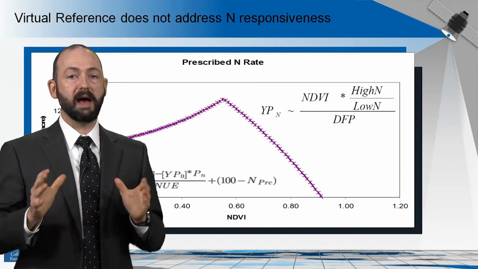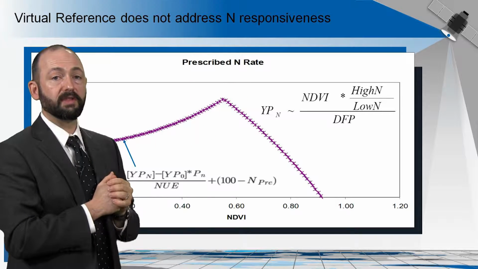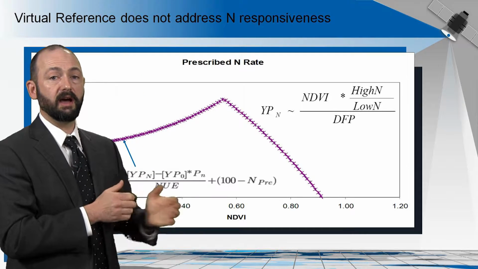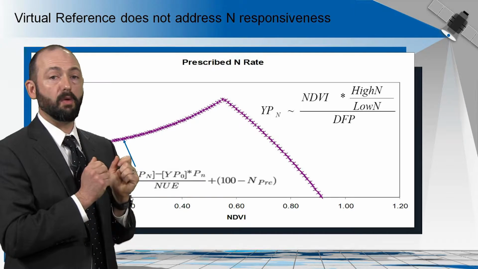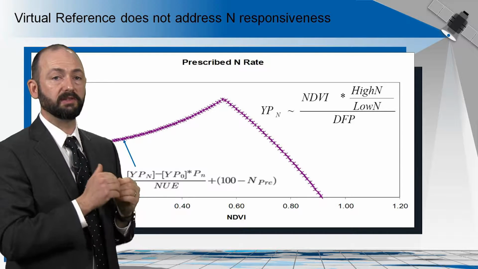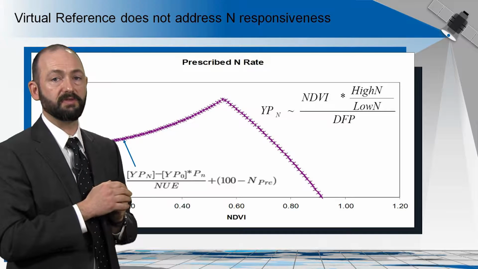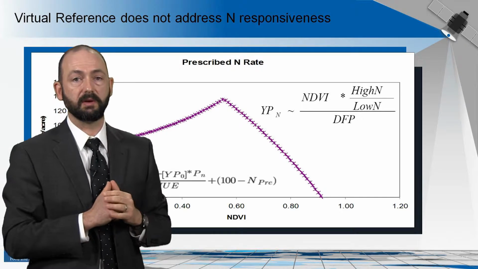And so we go back to that original graph that shows the nitrogen rate on the vertical axis and the NDVI on the horizontal axis. And the key part here is that YPN minus YPO is nitrogen responsiveness, not just yield potential across the field. And so if you're using this type of algorithm, you've got to have the reference strips.